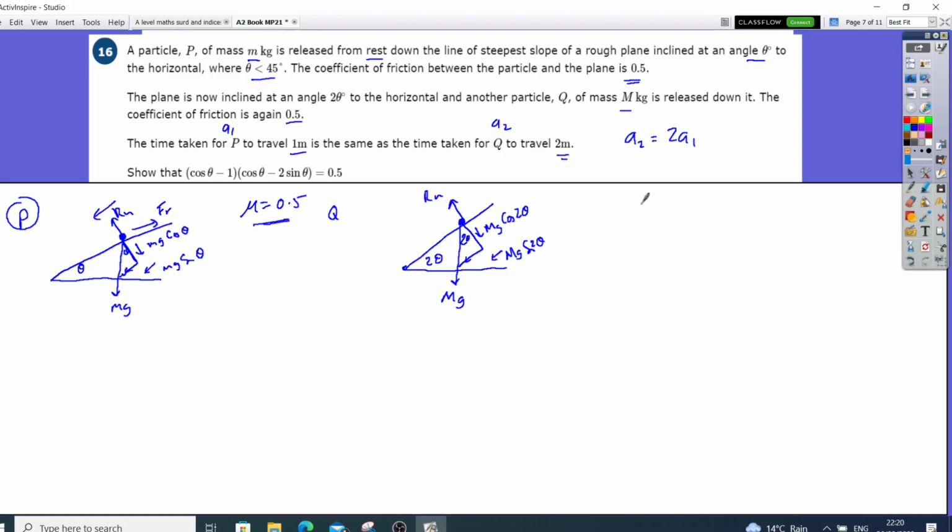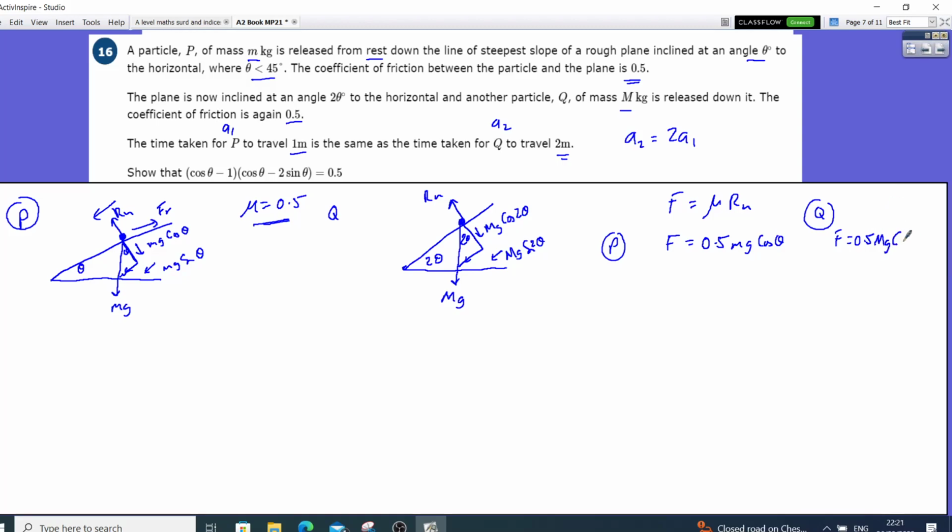Because it's sliding down, friction is going to be mu times Rn. So for P the friction is going to be 0.5 times Rn, which is mg cos theta, and for Q the friction is going to be 0.5 capital Mg cos 2 theta. So that's this one.